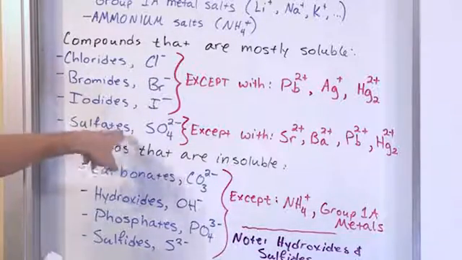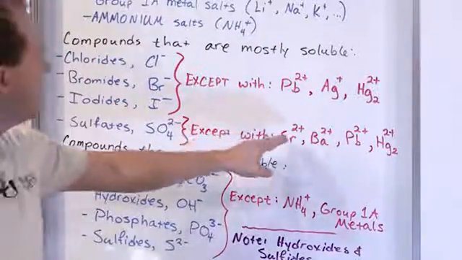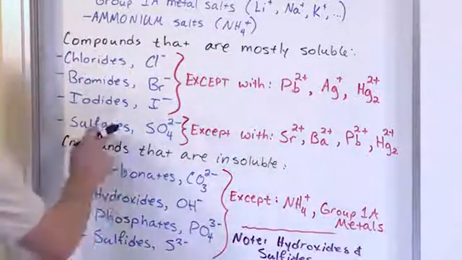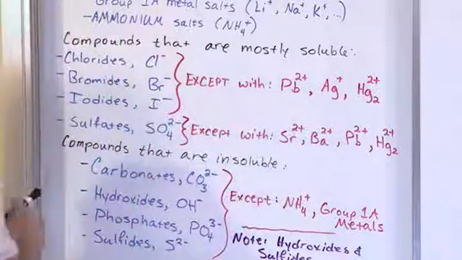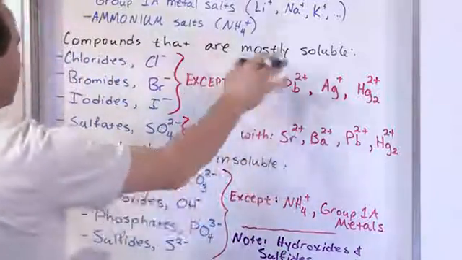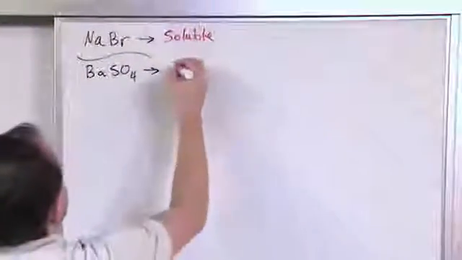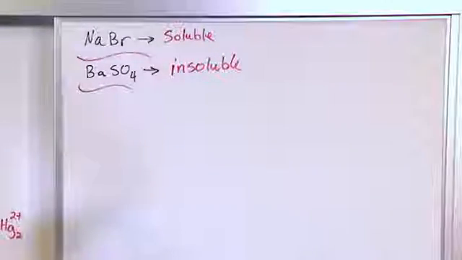So I found the category. Most sulfates are actually soluble, unless it's combined with strontium, barium, lead, or mercury. So most sulfates are actually soluble, but this one is combining with barium, so it's barium sulfate. This is an exception. So it's not mostly soluble, it's just not soluble at all. So this guy is insoluble. It doesn't dissolve. So if you had a reaction that produced barium sulfate, it would just sort of suddenly appear in the beaker and settle to the bottom.